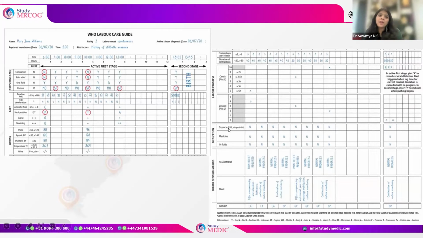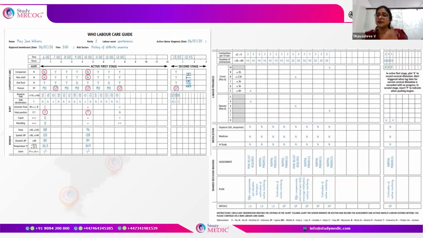Yes. So if you saw the patient at 6 o'clock, and when you see her after 4 hours she is at 6 centimeters, where will you mark it? In the column provided here, I would be marking it. Yes, that's great. You're perfect. Well understood.